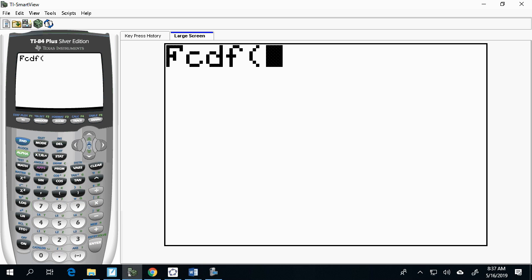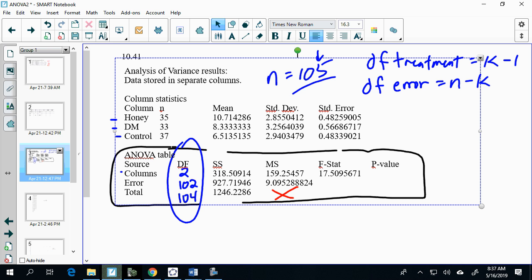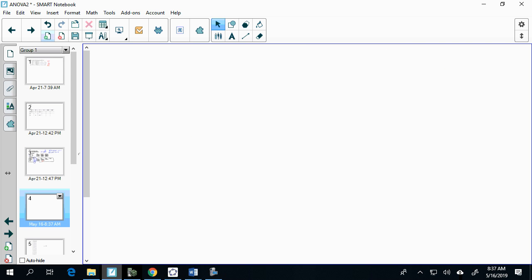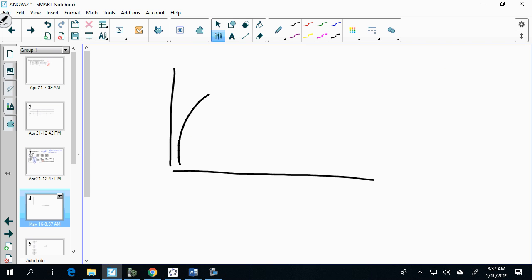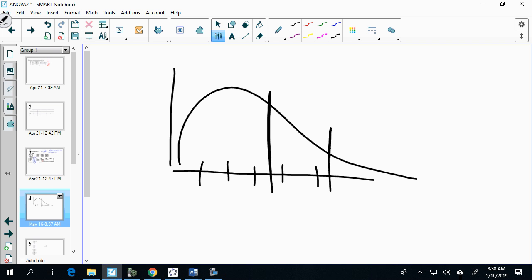Perfect. Okay, so remember the F distribution is a distribution that looks like this, skewed right. The shape of it, what the numbers are here on the x-axis, depends on your numerator and denominator degrees of freedom. So it's really hard to tell from the number 17.509 how far out that is, unless you have some sense of what the degrees of freedom are for every different F distribution.